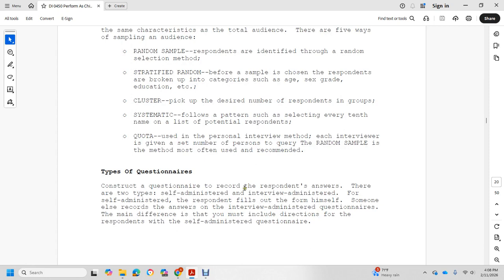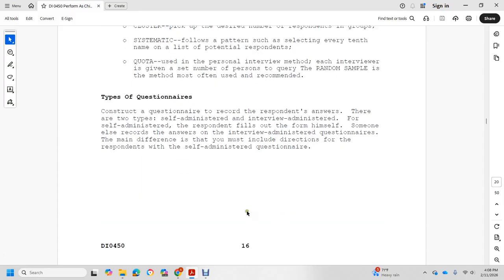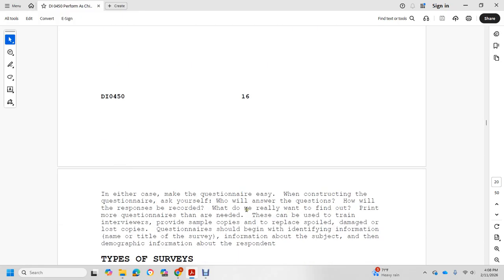Type of questionnaire. Construct the questionnaire and record the response answers. There are two types: self-administered and interviewer-administered. Self-administered, the respondent fills out the form himself. With the interview, an administrator records the answers on the questionnaire. The main difference is that they must include directions for the respondent with the self-administered questionnaires. In either case, make the questionnaire easy to construct.